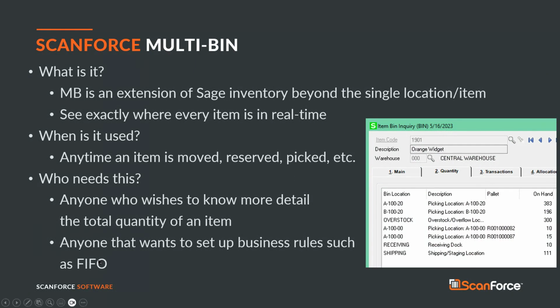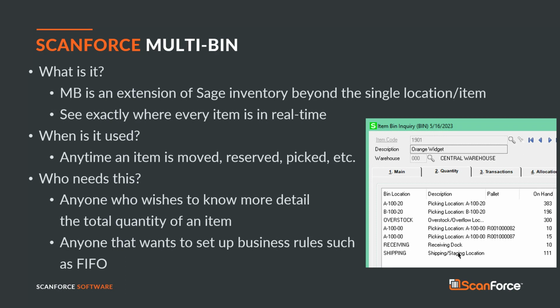And you'll see this quick screenshot. This is from within Sage. You see the green S here. I can see all the locations in my warehouse where I have this item. I have aisle A, aisle B. I have an overstock location. I have some on the receiving dock. I pulled some to ship. I can see exactly where everything is.